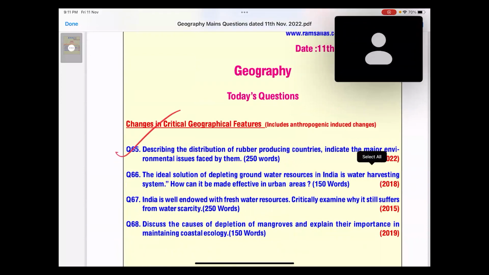Describing the distribution of rubber producing countries. So obviously you need to draw a world map like thing and explain which are the countries which are producing rubber across the world. Indicate the major environmental issues faced by them. So obviously in this question, you need to give the solutions also, because this is a 250 word answer. You need to give what are the environmental issues faced, what are the solutions, and then give a proper conclusion. Is it clear? Yes, sir.